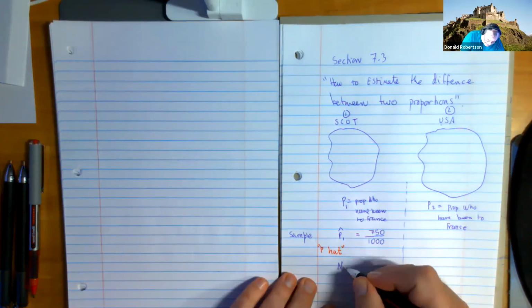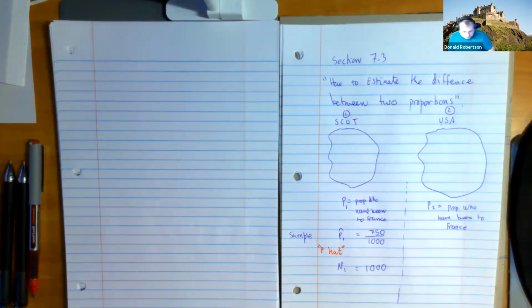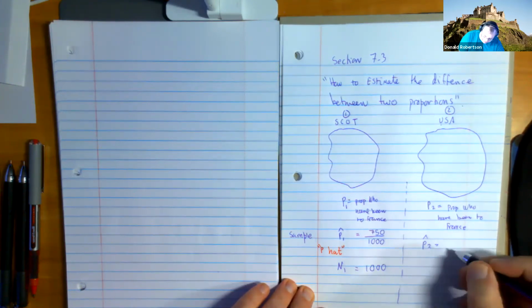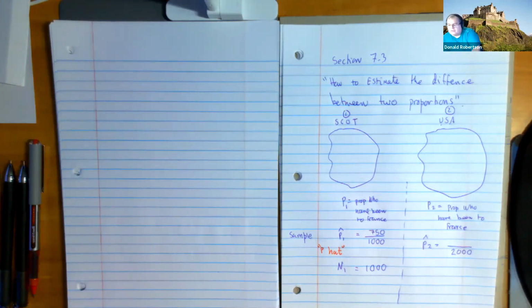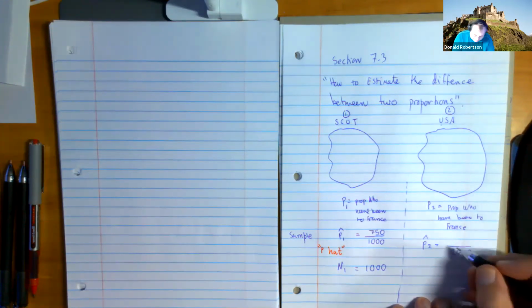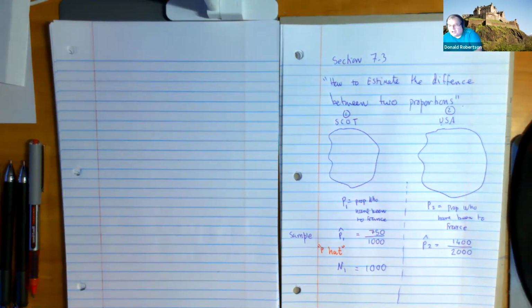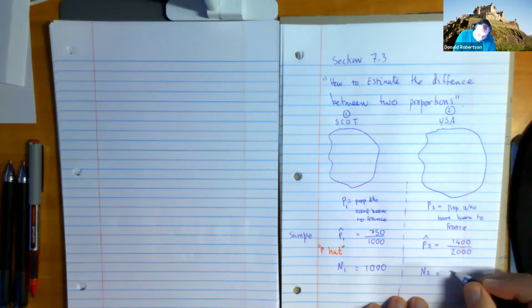Now, N1 is the size of sample 1, which is that guy. Right, let's do sample 2. It's going to be called P hat 2. And this time, for whatever reason, we asked 2,000 Americans, have you ever been to France? And I'm exaggerating. I'm saying 1,400, which is probably not accurate, but I'm pretending it is. And in this story, the sample size is 2,000.